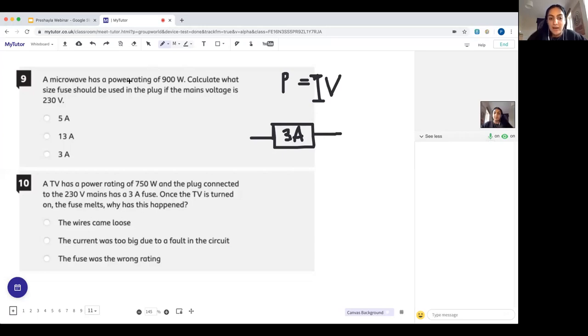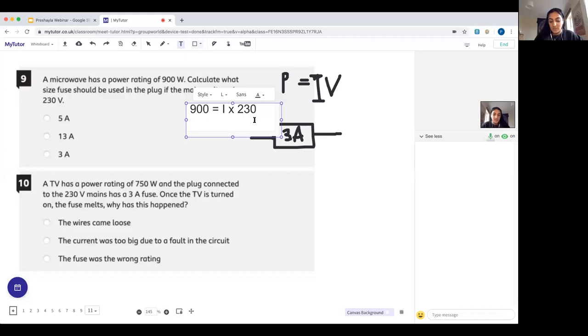So if we have a power rating of 900, so power equals 900, what current will we be getting if we have a voltage of 230? Well, that's going to be I times 230. Now to find I, we need to do 900 divided by 230. So 900 divided by 230 is 3.9. So I is 3.9.